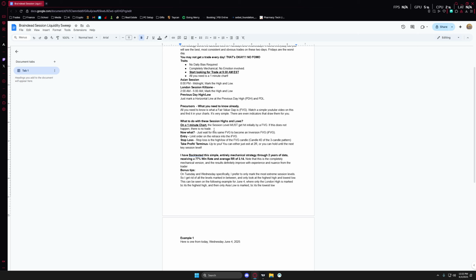stop loss will be above candle number 2, the high of that fair value gap, or the low, depending if you're bearish or bullish, candle, the high or low, that wick. And our take profit will be either 2 risk reward, or you can hold until the next key session level for a big RR win.